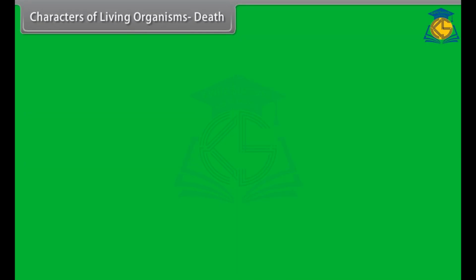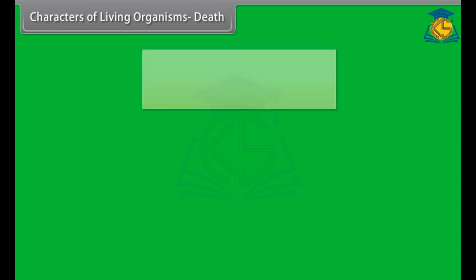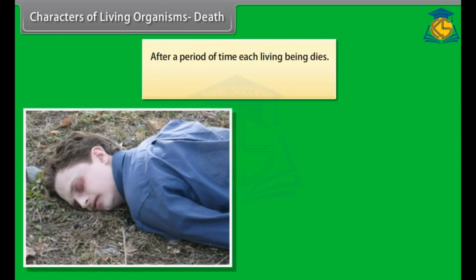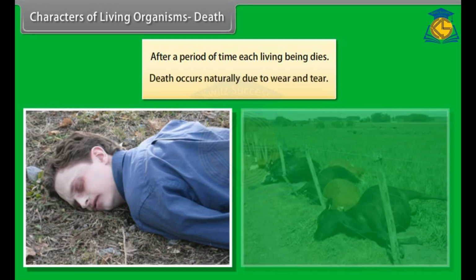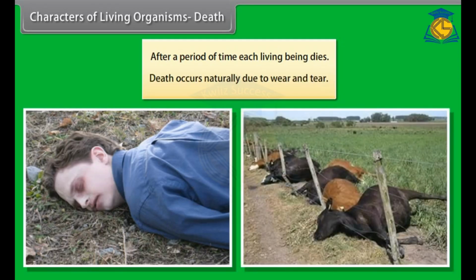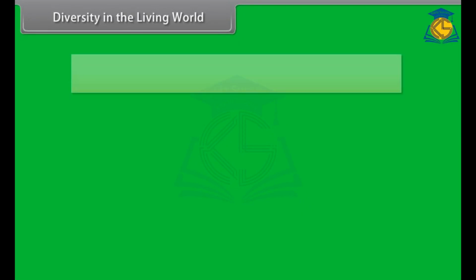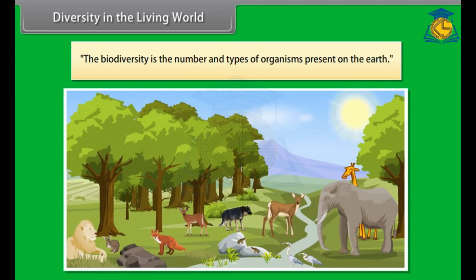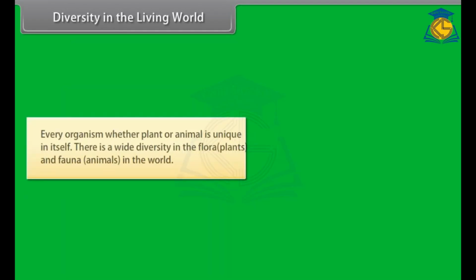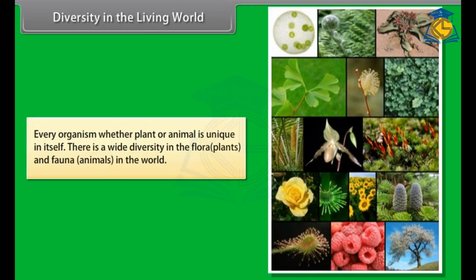Characters of living organisms. Death. After a period of time, each living being dies. Death occurs naturally due to wear and tear. Diversity in the living world. The biodiversity is the number and types of organisms present on the earth. Every organism, whether plant or animal, is unique in itself. There is a wide diversity in the flora, plants, and fauna, animals in the world.